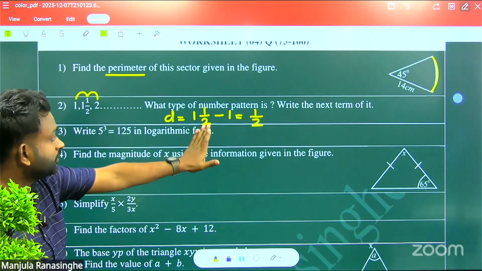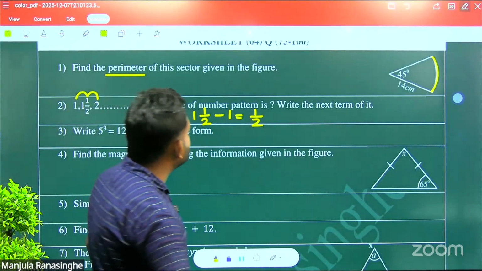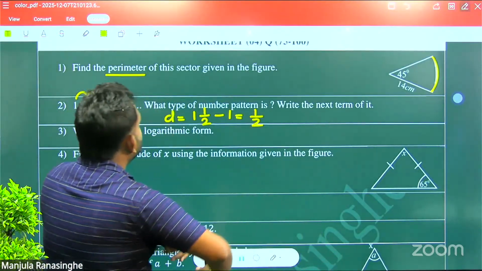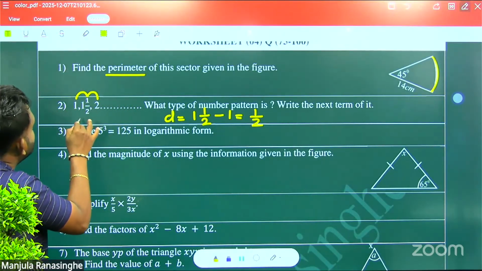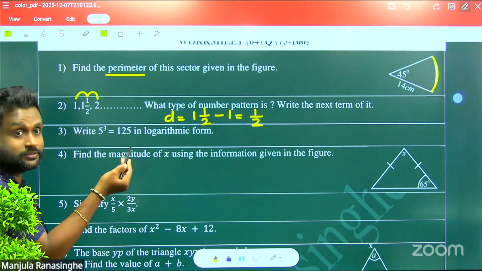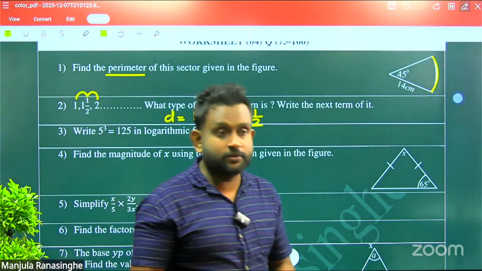Understood? So it is dealing with the common difference. The common difference is half, but they are not asking that. They are asking which type of number pattern this is. So you can see a common difference between all the terms. Having a difference doesn't by itself mean arithmetic progression.